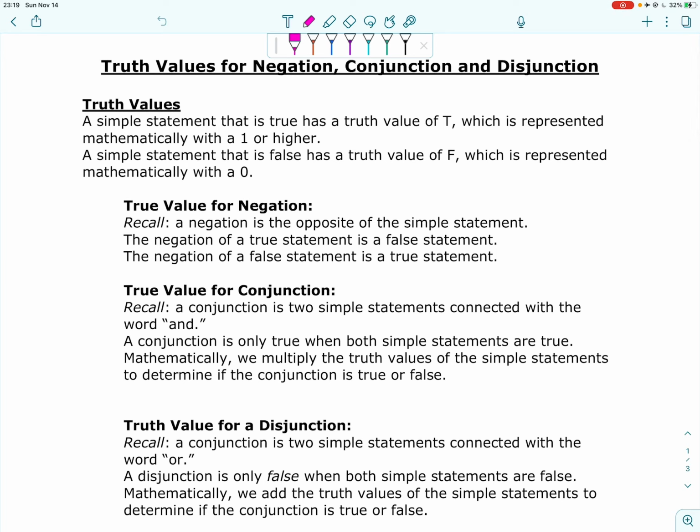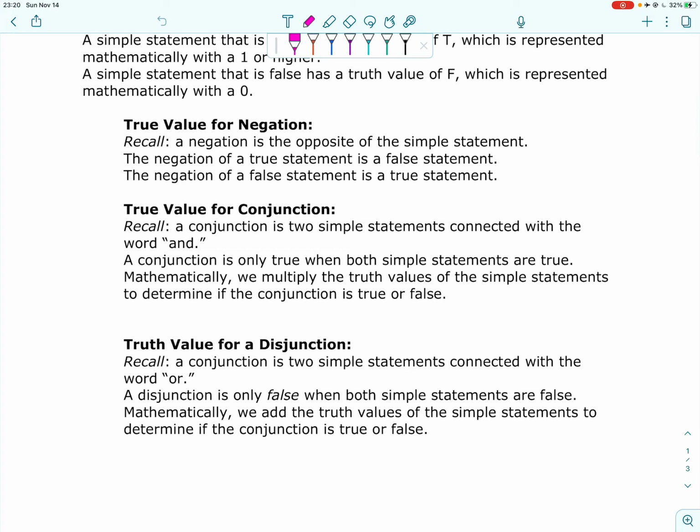Conjunctions, remember, conjunctions are when two simple statements are connected with the word and. A conjunction is only true when both simple statements are true. So mathematically, we're going to determine if the truth value of this conjunction is true by multiplying the values of the simple statements.